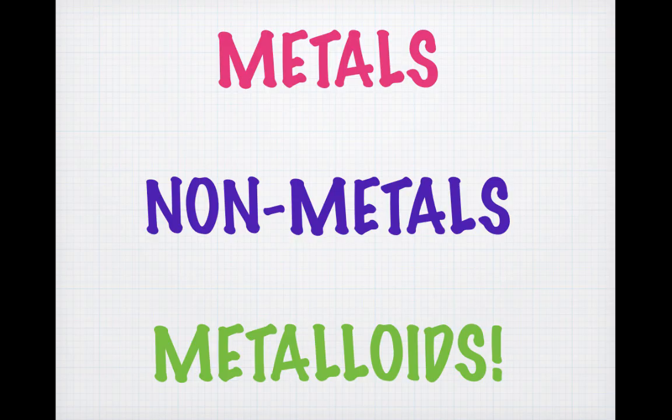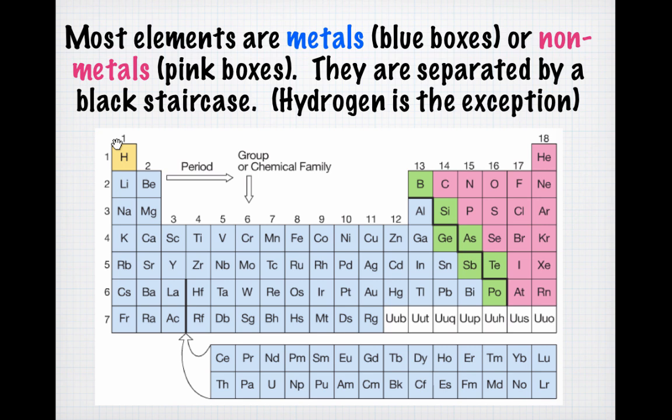There's 3 classifications of elements within the periodic table. They're either metals, nonmetals, or metalloids. Most elements are metals and they're represented by the blue boxes in this periodic table. The nonmetals are within the pink boxes, and the metals and the nonmetals are separated by the black staircase.